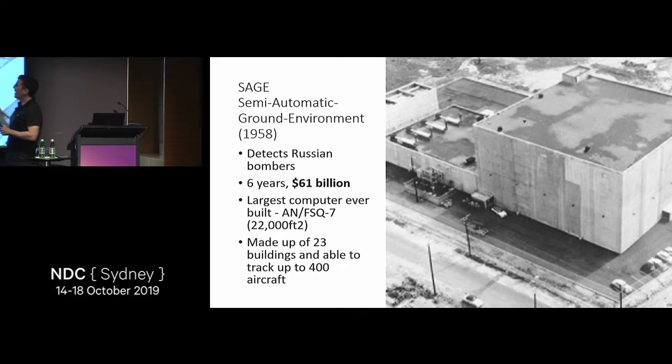So this thing here houses one of the largest computers ever built, the AN/FSQ-7 at 22,000 foot. It's an enormous amount of money to develop, costing $61 billion in development over 6 years. It's also made up of 23 different buildings that are all feeding in various sorts of information about where these bombers are. So I think we see a very early example here of a distributed system. All of this is linked together via modems. Now, SAGE is also going to be used for commercial use, one of the first airline booking systems later on.